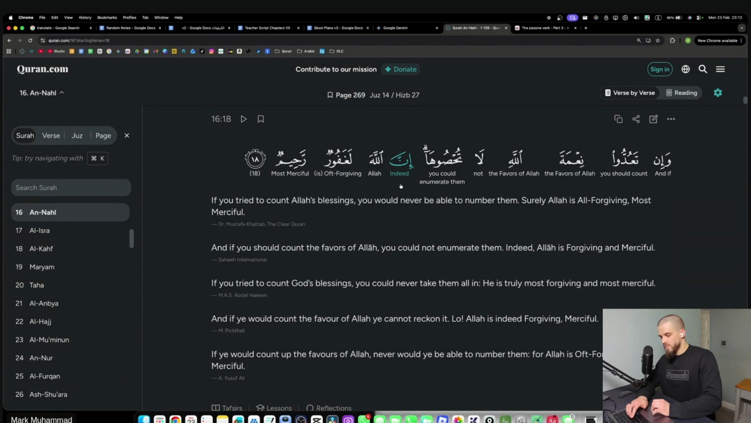So inna is called harf at-takkid. It's an emphasizing particle. And then Allah is ismu inna, mansub, وعلامة نصبه الفتحة الظاهرة. So Allah is basically the ism that comes directly after inna. It emphasizes the word after it, Allah. How did you call it?